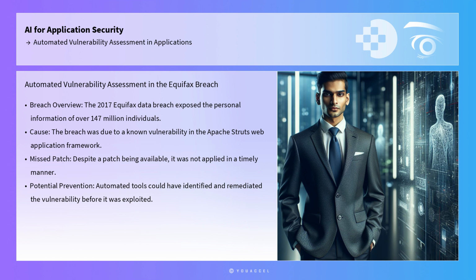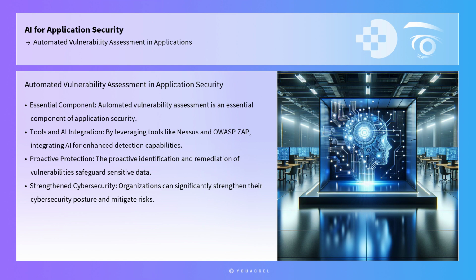A case study that highlights the effectiveness of automated vulnerability assessment is the 2017 Equifax data breach. This breach, which exposed the personal information of over 147 million individuals, was the result of a known vulnerability in the Apache Struts web application framework. Despite a patch being available, it was not applied in a timely manner, allowing attackers to exploit the vulnerability. Had automated vulnerability assessment tools been in place and properly utilized, the vulnerability could have been identified and remediated before it was exploited.